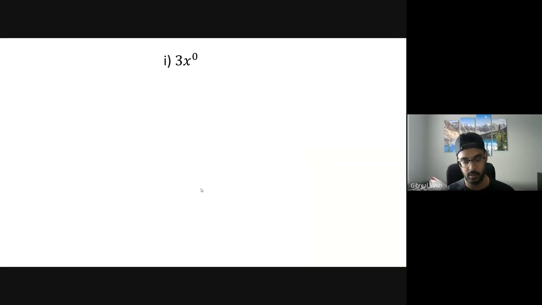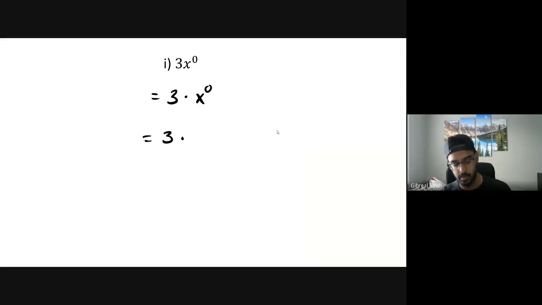Okay, so let's take on the last one here, example I. 3 multiplied with x to the power of 0. Now this is again very similar to the one before it. Since there's no brackets, that 0 only applies to the x, not the 3. Anything to the power of 0 is 1, so this one simplifies to 3 for us. Again, just be careful of the brackets and the way that the question's set up.